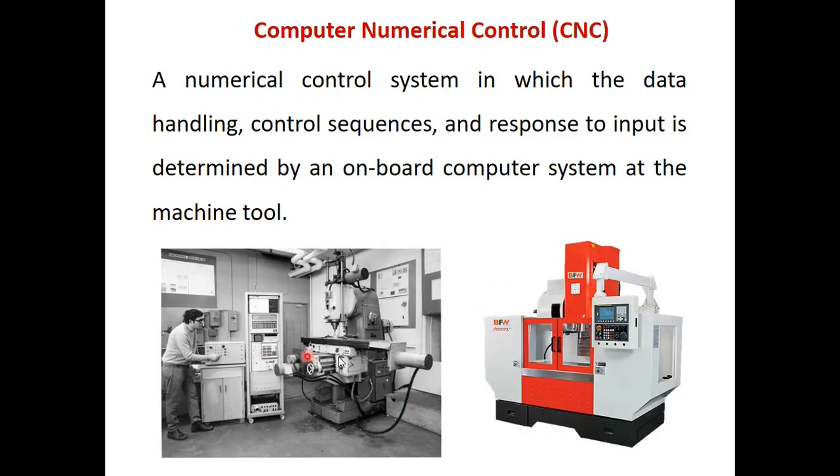So this is a simple CNC machine. What is actually a CNC machine, also called computer numerical control? A numerical control system in which data handling, control sequence, and response to the input are determined by an on-board computer system at the machine tool is called a CNC machine.